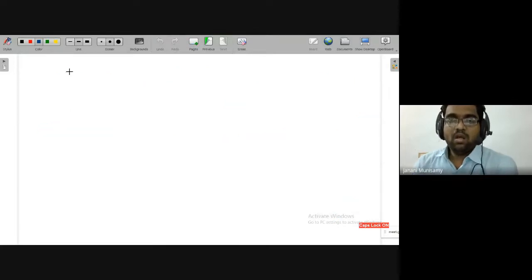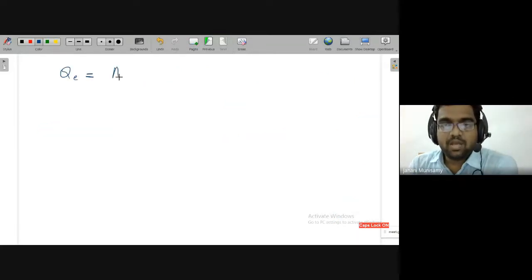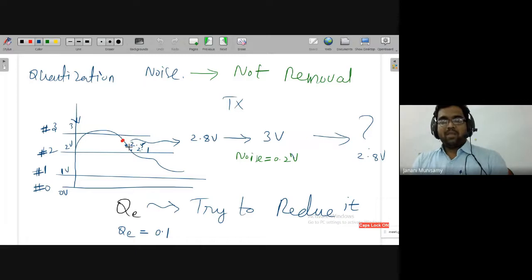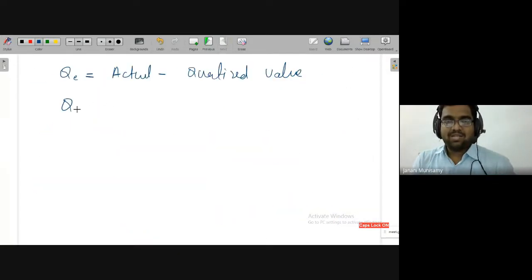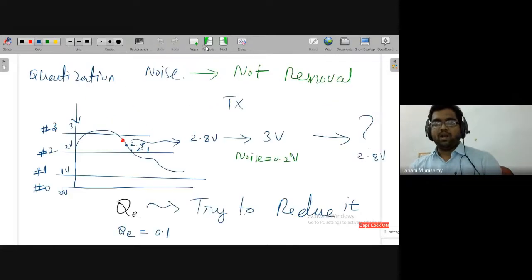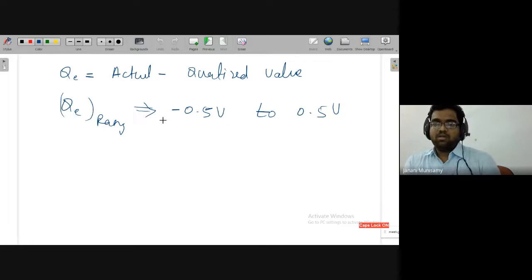In general, how to find out the quantization error? That is actual value minus quantized value. So now my samples can be anywhere in between. Then if you carefully observe, what is the range of the quantization error? The quantization error range can be from minus 0.5 volt to 0.5 volt. Depending on at which value you are at any point of time, definitely the range will be within this only.